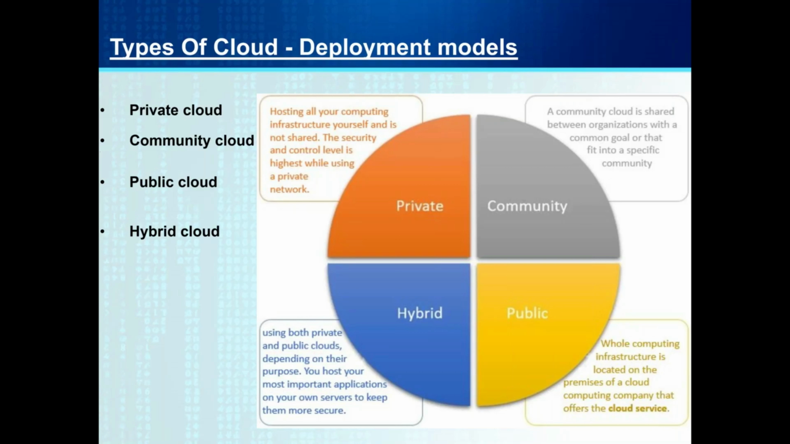Write down cloud deployment models. How the clouds are deployed? There are four deployment models. Number one, private cloud. Number two, community cloud. Number three, public cloud. Number four, hybrid cloud. There are four types of deployment models available.